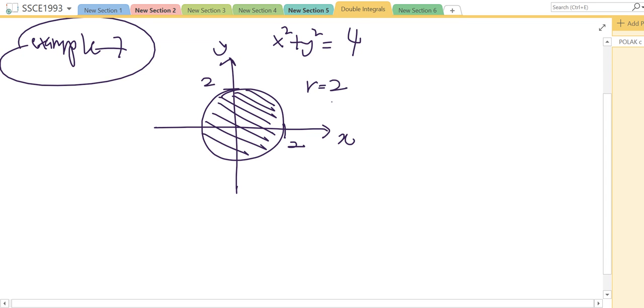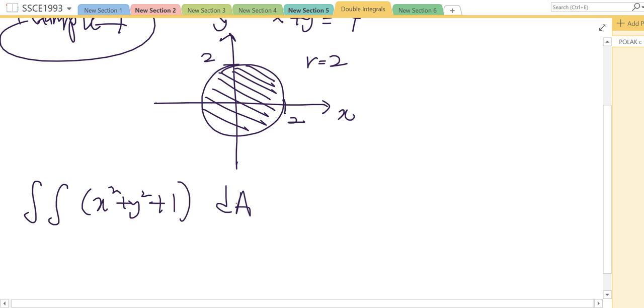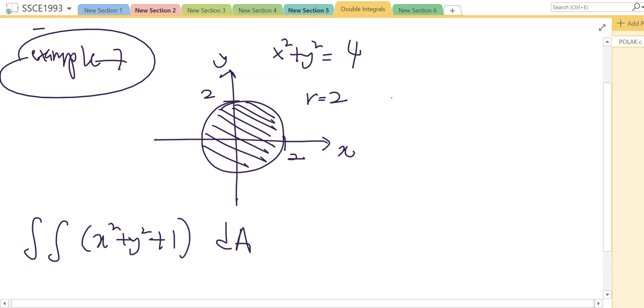So we copy the question again. We have x squared plus y squared plus 1 dA. Since the shaded region is circular, it will be easier to solve using polar coordinates. So dA, if we change into polar, we're going to get r dr d theta. Now we have to figure out the limit for r and the limit for theta.